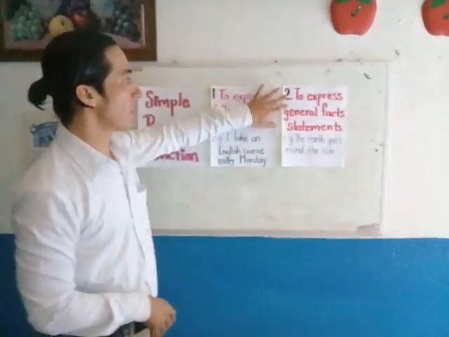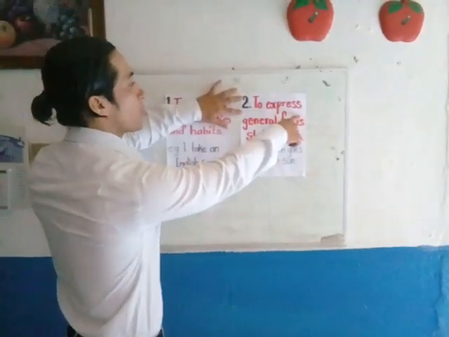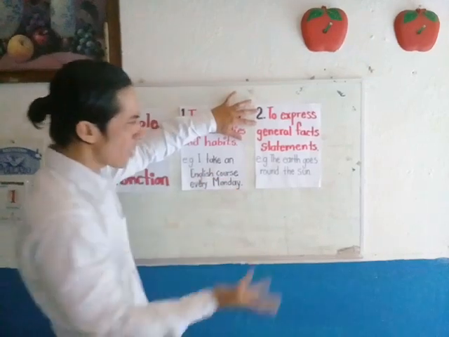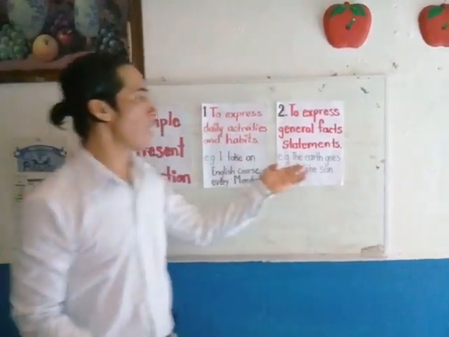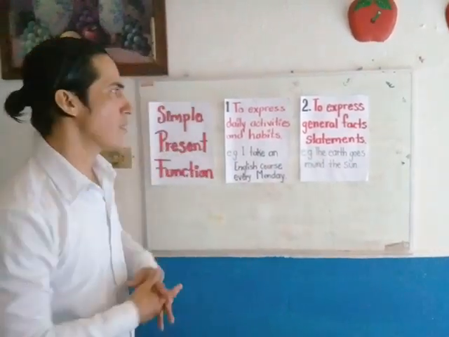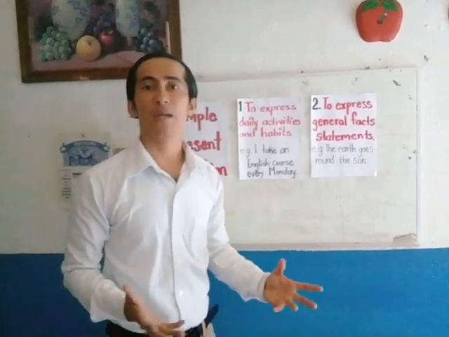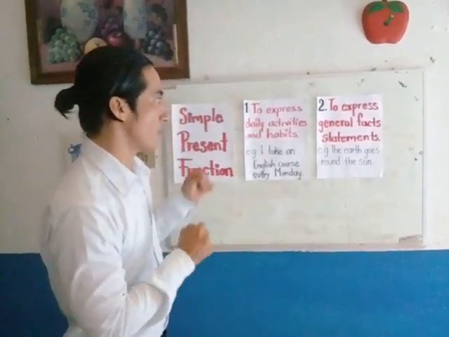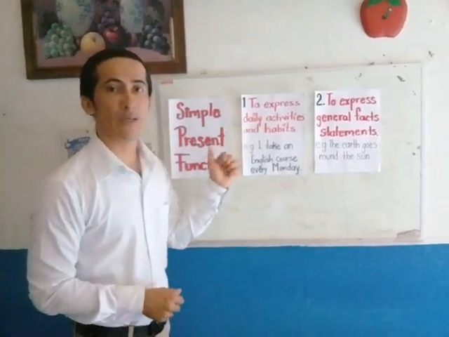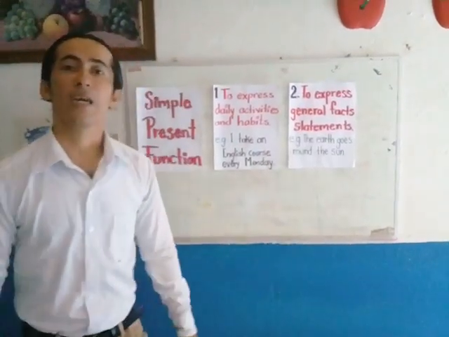The second aspect is to express general facts and statements. For example, the earth goes round the sun. This is a general fact. It's something that happens every day. So remember, we use simple present to express daily activities and habits, and we use it to express general facts and statements.